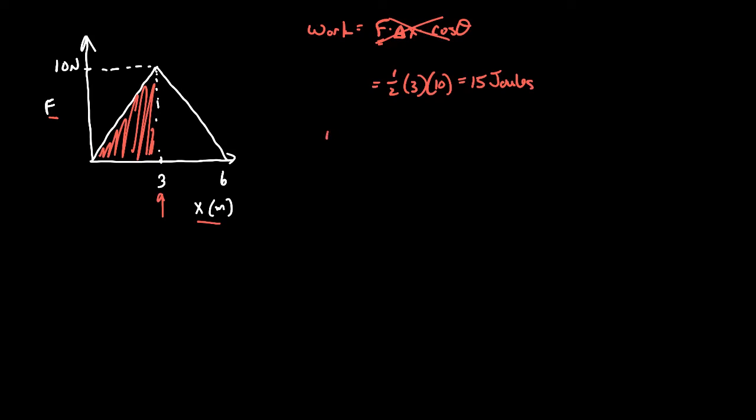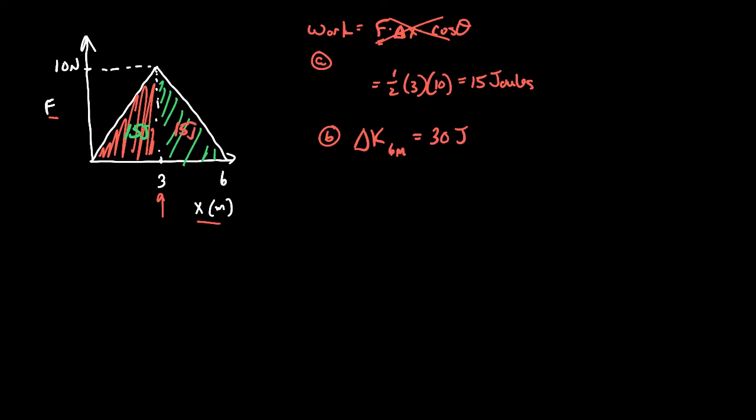Question B is, what is the total increase in potential energy for the object over the interval shown? Now, here's where we could argue a little bit. The interval shown is 6 meters. So the total change in kinetic energy over the 6 meters is going to be 30 joules. It's twice as much area. Both of those triangles are the same, so there'd be 15 joules for this area and 15 joules for that area.